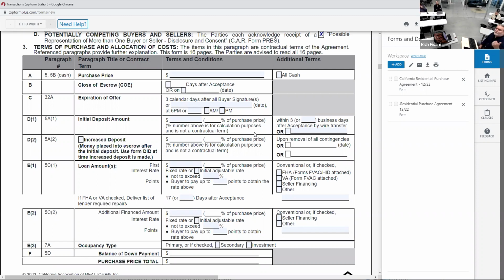So the very first thing is, how much is somebody going to pay for this? And is it all cash?